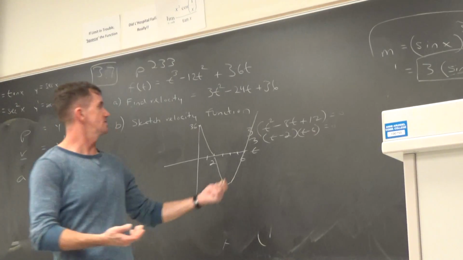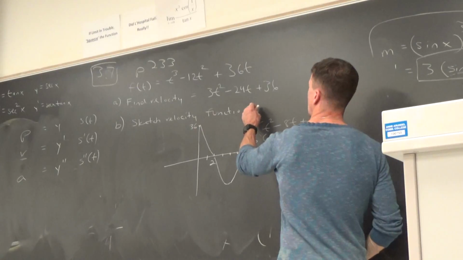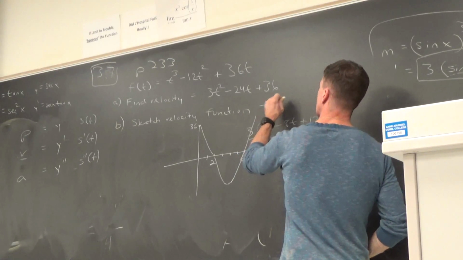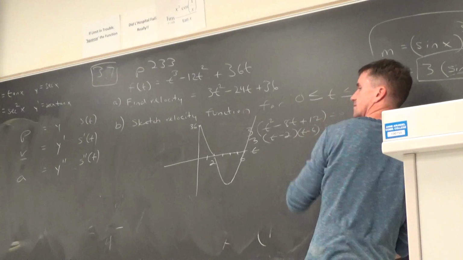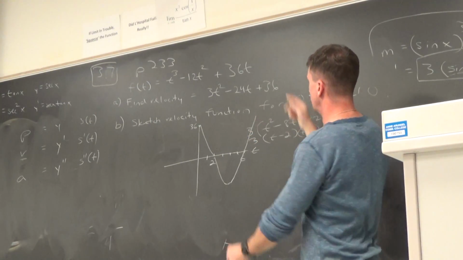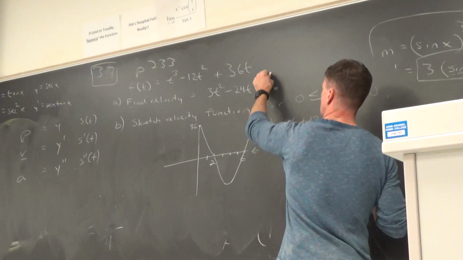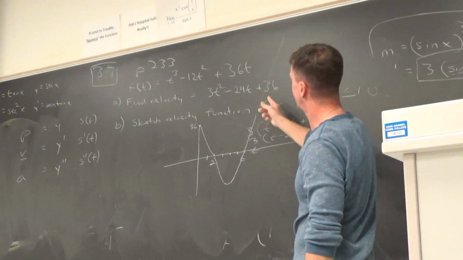And by the way, I say we sketch this out to t equal to, you might say infinity. How about for 0 less than or equal to t, and let's go up to like 10. So what would this thing keep doing? Keep going up. Here we go. I mean, it gets pretty high at 10.